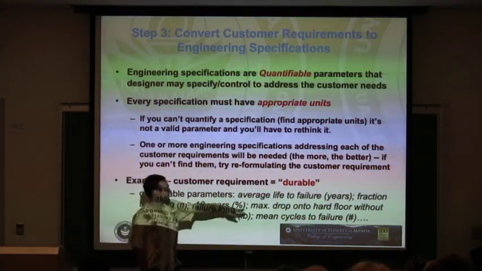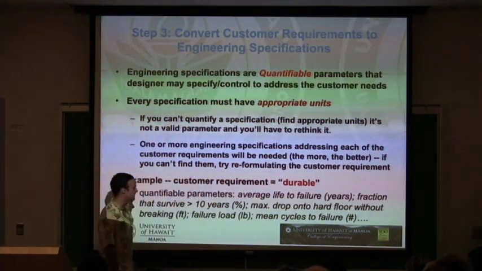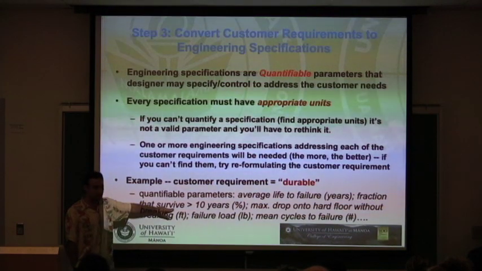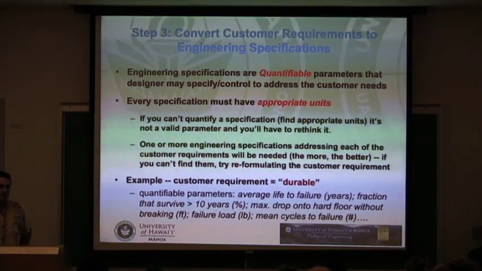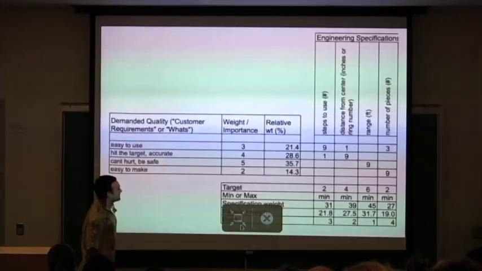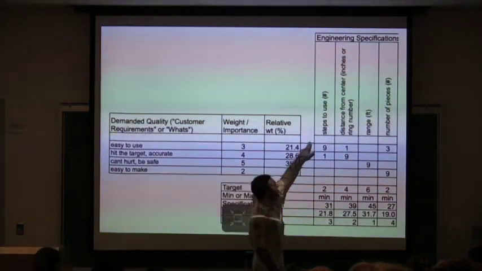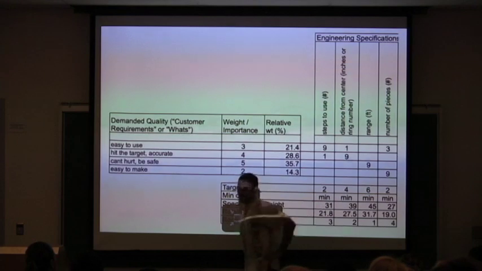Yeah, how many times have you used it before it breaks, right? That's one. Average life to failure, so some examples down here. Fraction that survives over 10 years. So anything that you can measure to assign to durable. Okay, so this shows some of the engineering specifications. That's where you put those.